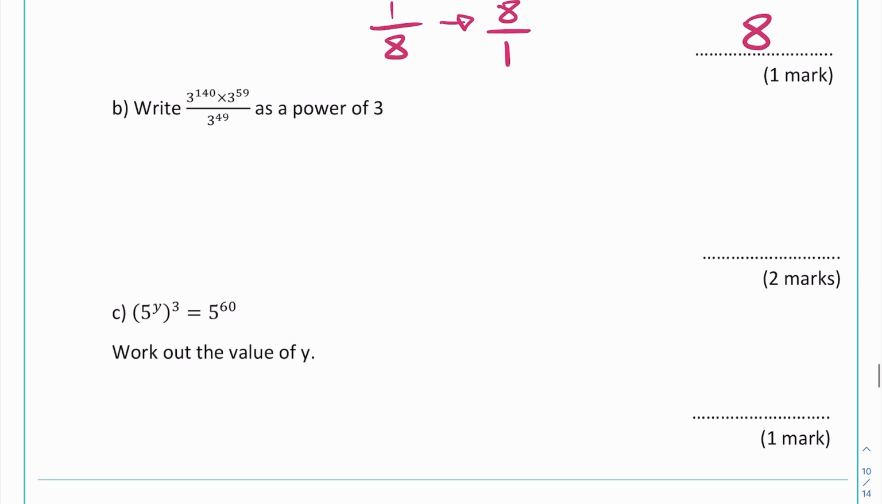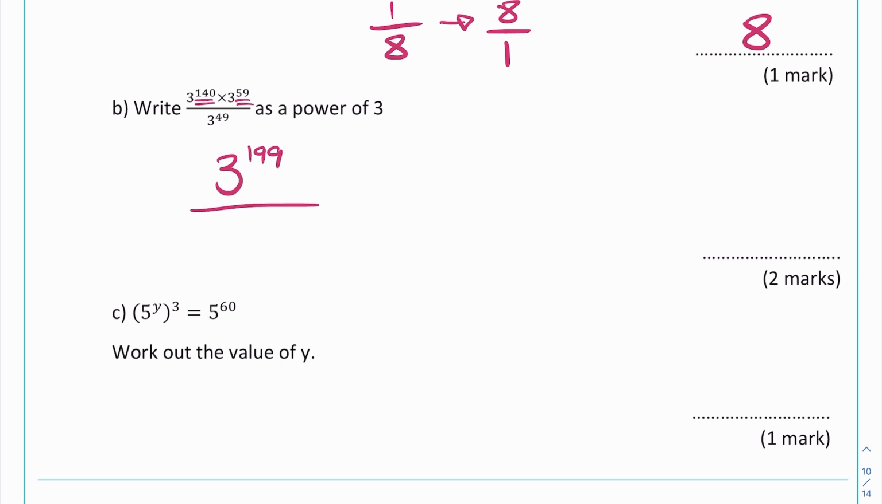For the next one, we've got writing this fraction as a power of 3. We've got quite a lot of powers there in terms of the size of that power, but don't let that throw you off. We know that when we're multiplying, we add the powers. So on the top, we've got a power of 140 and a power of 59. I'm going to type it into my calculator. So 140 plus 59 is 199. So that's 3 to the power of 199.